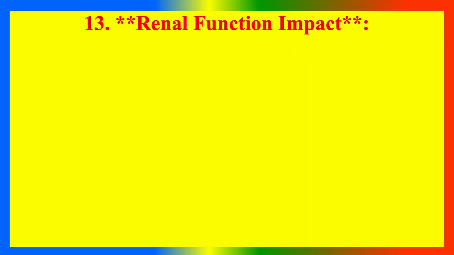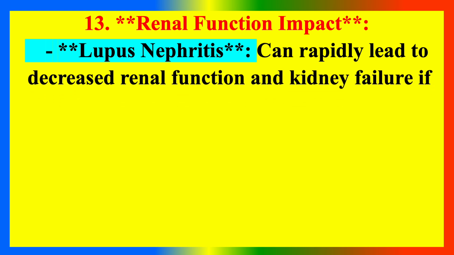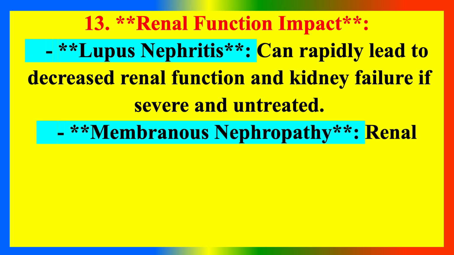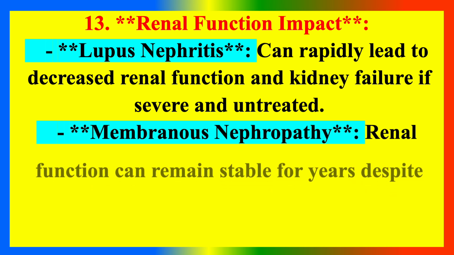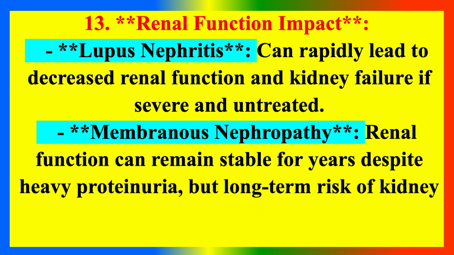Thirteen, renal function impact. Lupus nephritis can rapidly lead to decreased renal function and kidney failure if severe and untreated. In membranous nephropathy, renal function can remain stable for years despite heavy proteinuria, but a long-term risk of kidney damage exists.